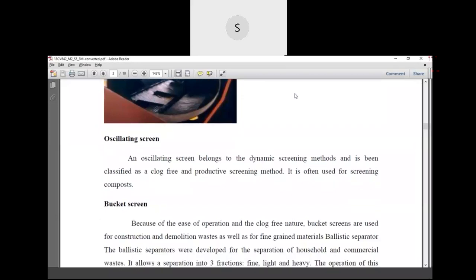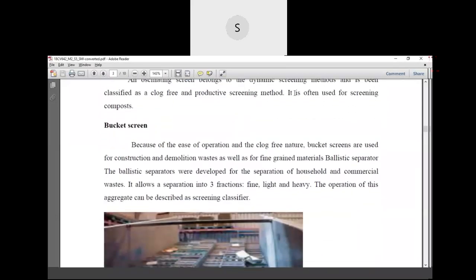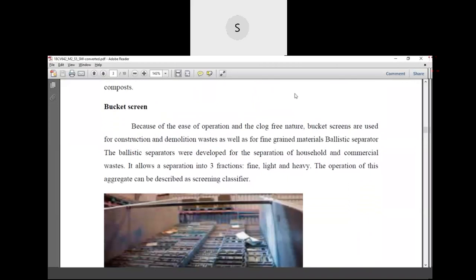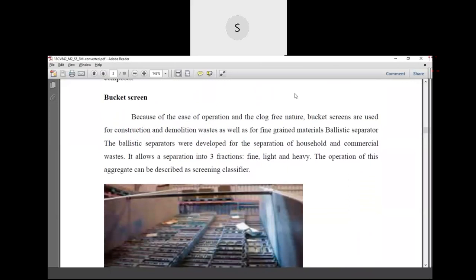Another one is the bucket screen. Because of the ease in operation and clog-free nature, bucket screens are used for construction and demolition waste as well as for fine-grained materials. This bucket screen is commonly used.